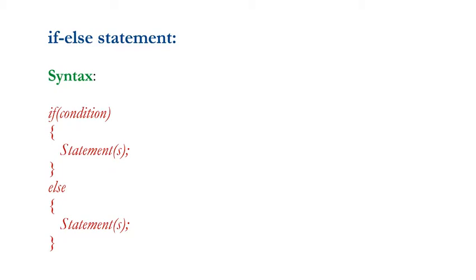Suppose I ask what you want to drink, tea or coffee. In this, only one statement will be executed, either tea or coffee, but both won't get executed. So if I want to execute any one statement out of two, you will use the if else statement. Either you can use this or this.